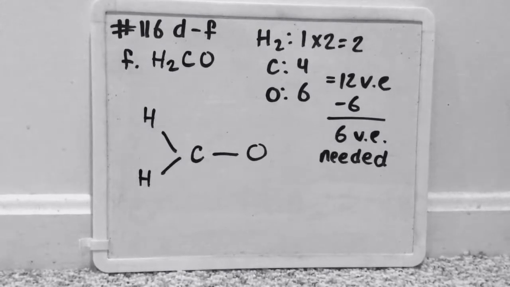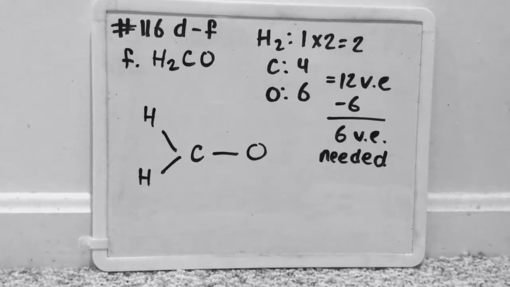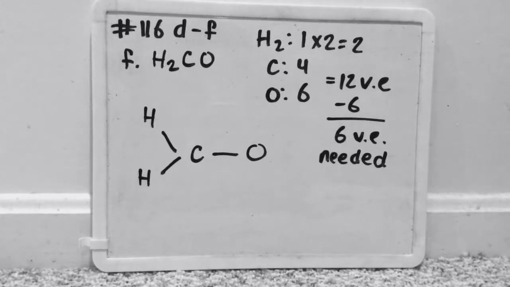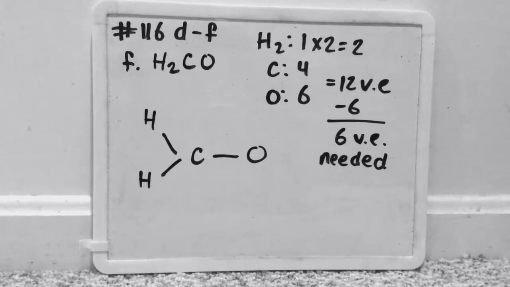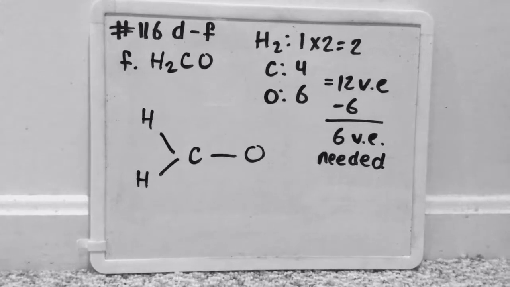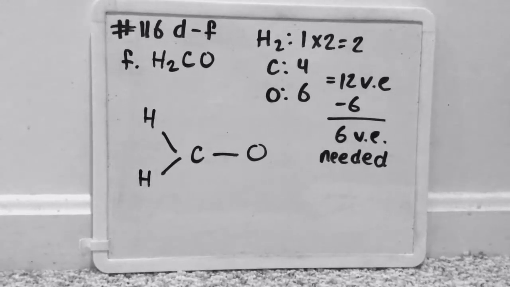Finally, part F, our last Lewis structure problem, is the compound H2CO, which has a total of 12 valence electrons. This one will have 2 single H-C bonds, and H can only be stable with 2 valence electrons, so the single bond is all it needs. C and O also share a bond, but after that, we've only used 6 of the 12 electrons needed.